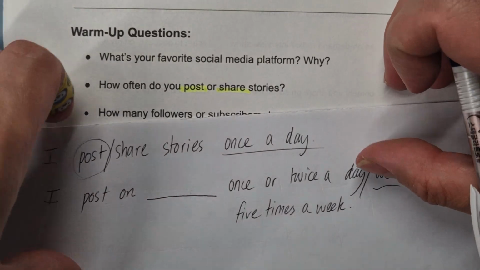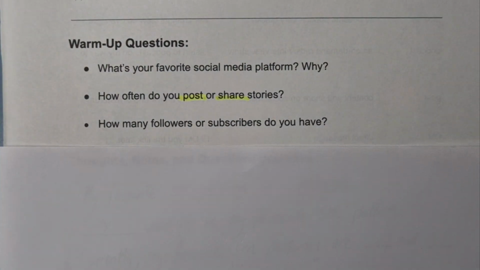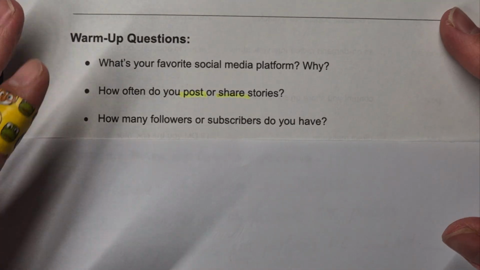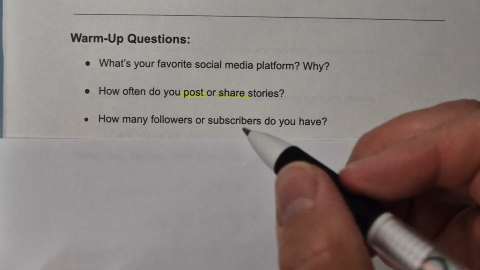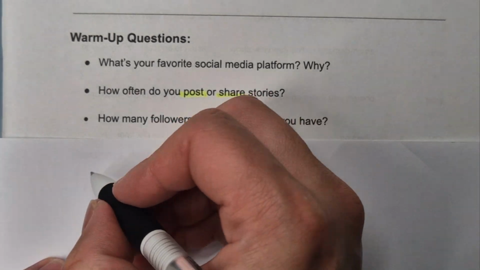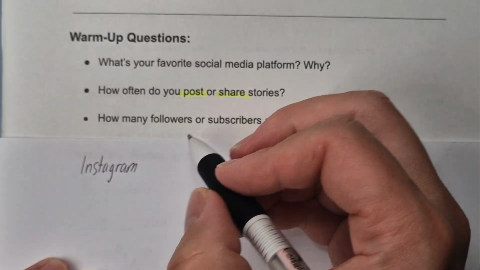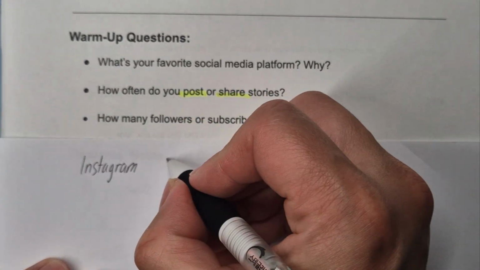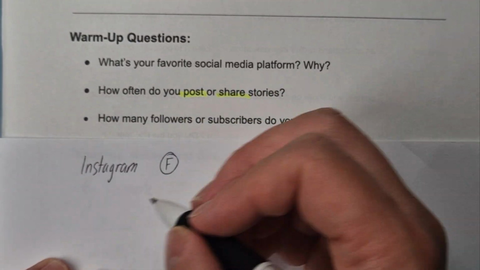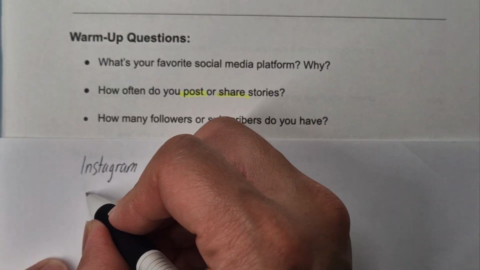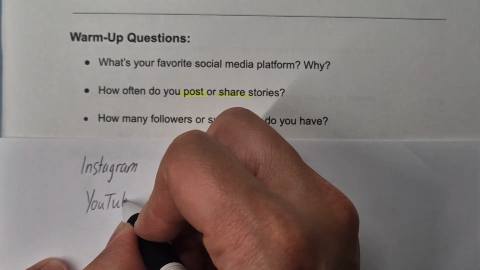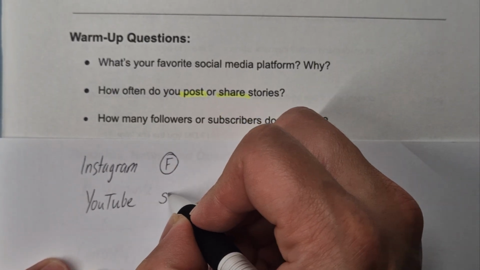Let's look at question 3. How many followers or subscribers do you have? Now, a follower, you might have something like Instagram. These people are called followers. So we'll do an F for followers. On YouTube, these people are called subscribers.